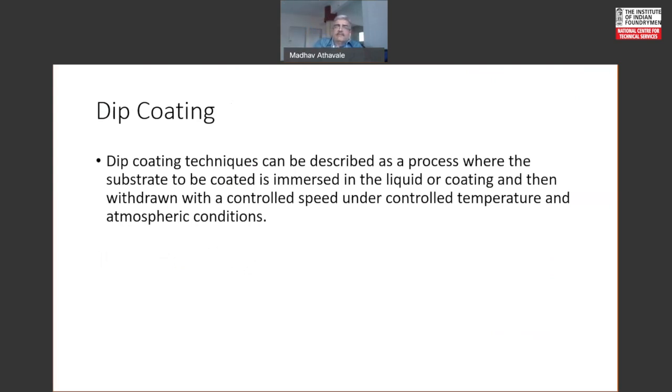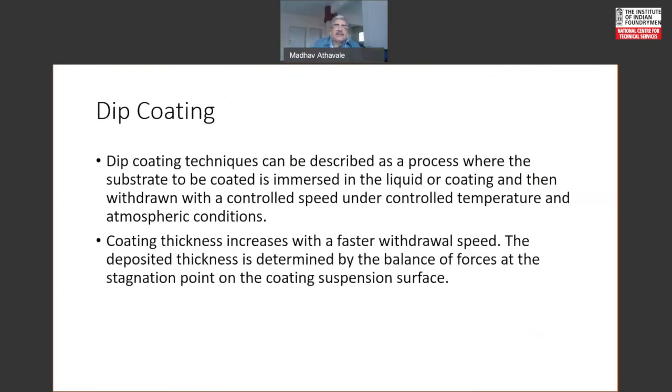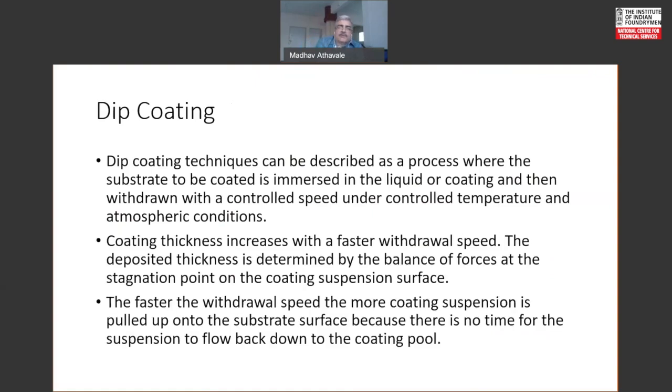See, you have to keep in mind that you go to Europe or some parts of USA, many parts of the world where the winter conditions can be very, very severe. That's why this mention of controlled temperatures and atmospheric conditions. Now, coating thickness increases with faster withdrawal speed. The deposited thickness is determined by the balance of forces at the stagnation point on the coating suspension surface. We have a diagram after this to see. The faster the withdrawal speed, the more the coating suspension is pulled up onto the substrate surface, because there is no time for the suspension to flow back.